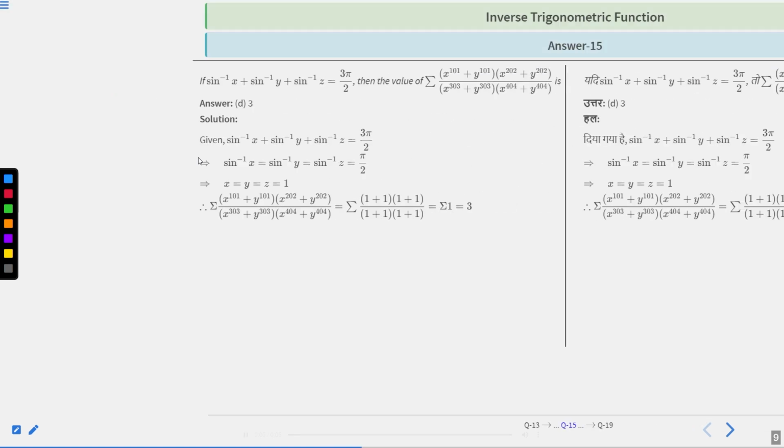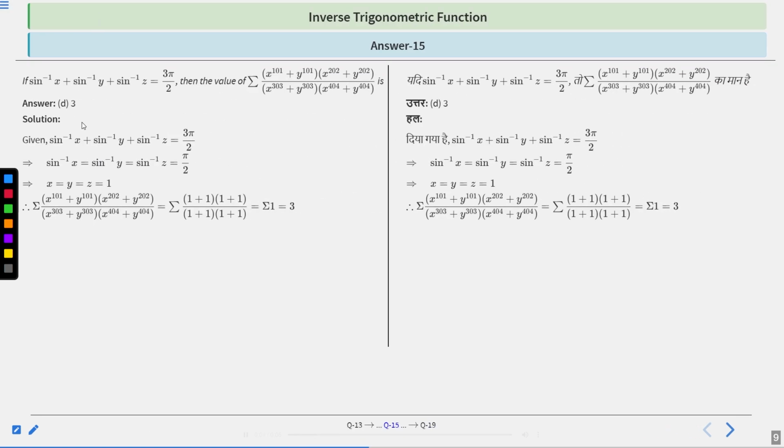Okay, let's move to the solution part. It is given that sin inverse x plus sin inverse y plus sin inverse z is equal to 3 pi by 2, right? Now, as we have discussed, each of sin inverse x, sin inverse y, and sin inverse z will be equal to pi by 2, which implies x equals y equals z equals 1.